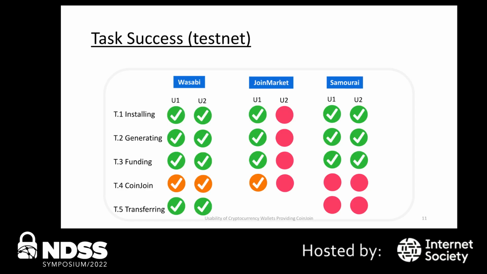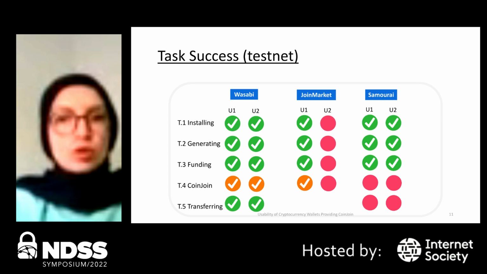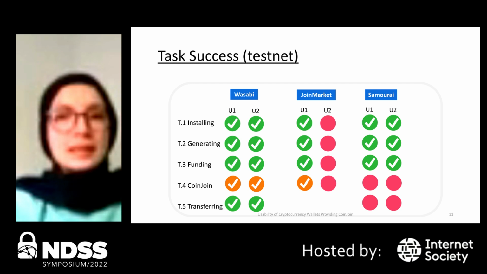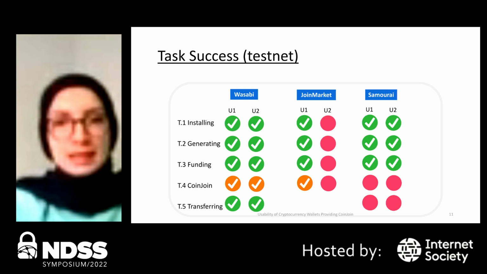To evaluate the task success and also time on task, we asked users to perform the task. Most users successfully performed the task with the Wasabi wallet after the second attempt in task 4. In contrast, only one user completed all the tasks with Joinmarket after the second attempt in task 4, and none of the users could complete the task with Samourai wallet after being stuck in CoinJoin in the testnet.